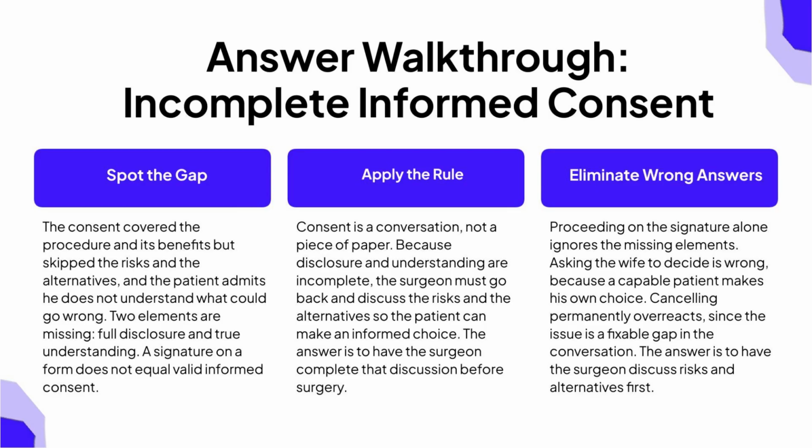Now eliminate the others. Proceeding just because the form is signed ignores the missing elements entirely. Asking the patient's wife to decide is wrong, because a capable adult makes his own choice. And cancelling the surgery permanently badly overreacts, since the only problem is a fixable gap in the discussion. The correct answer is to complete the consent conversation first.